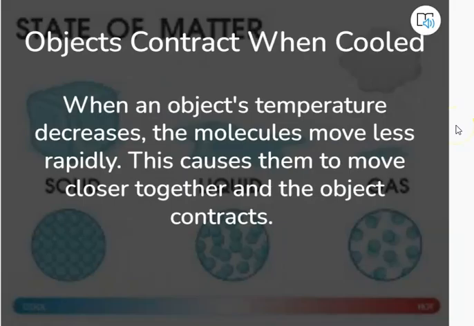The opposite of expansion is contraction, or getting smaller, and objects contract when they are cold. And so when an object's temperature gets colder, the molecules move less rapidly and they get a little bit closer. As I was reading up and getting ready for this evening, I found something new that I had never really paid much attention to.